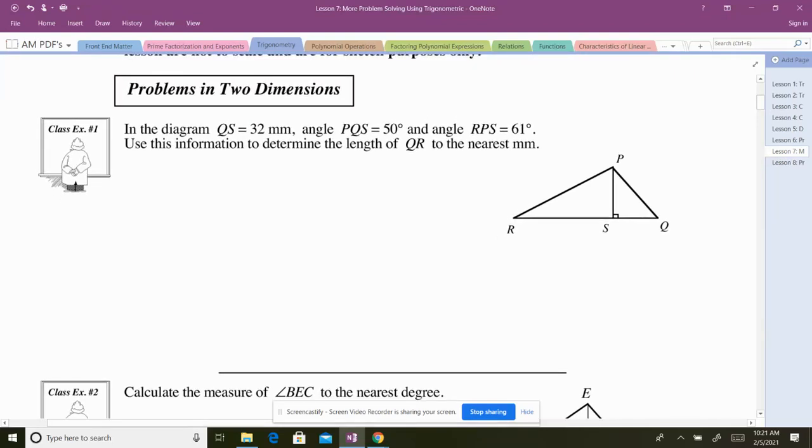Double triangles. Two triangles mashed together. You will have a question like this on your test, okay? Now we're going to figure out how to label this.